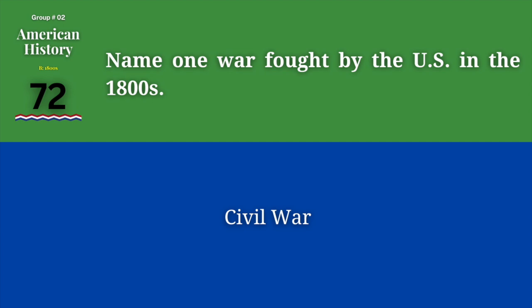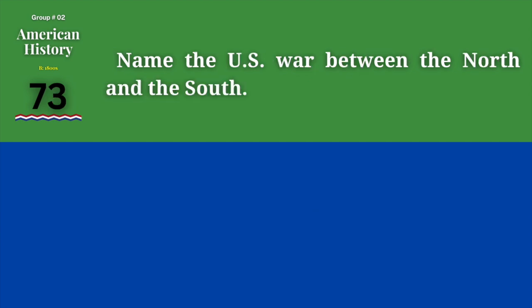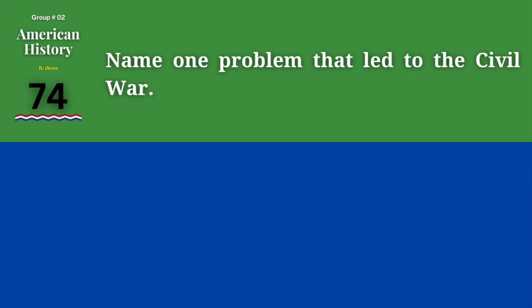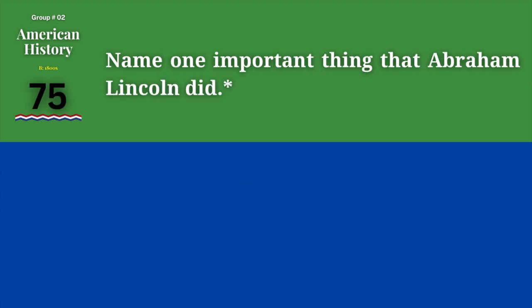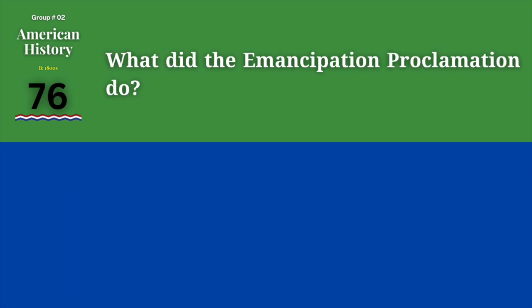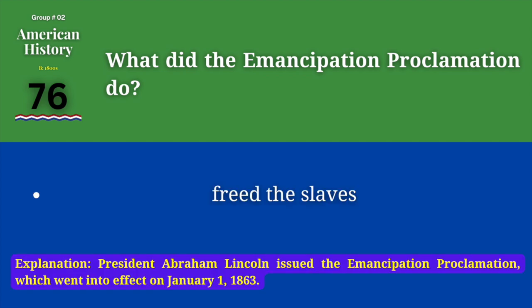Civil War. Name the U.S. war between the North and the South. The Civil War. Name one problem that led to the Civil War. Slavery. Name one important thing that Abraham Lincoln did. Freed the slaves, Emancipation Proclamation. What did the Emancipation Proclamation do? Freed the slaves.